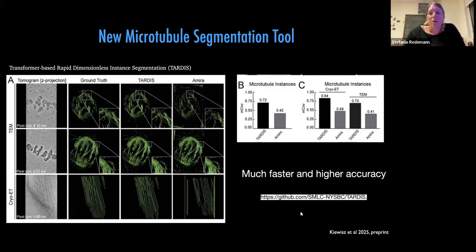And this software does a much better job in actually detecting microtubules. It can do this in TEM images, but actually also in cryo-ET. And we've also set it up, at least for cryo-ET, so that it can detect membranes. And if you compare this to Amira, looking at these images or also at the quantification, this software is much faster and also has a much higher accuracy.